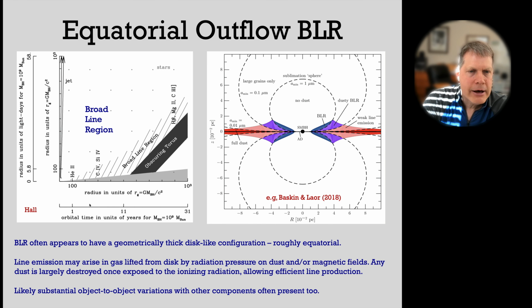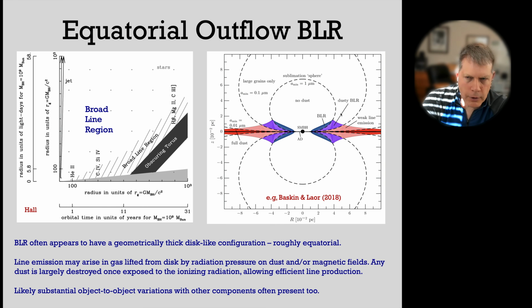And then people have considered the physical processes that might cause the wind to be produced in this region. Here is one interesting model along these lines. There are others as well. But many people have suggested that the line emission may arise in gas that is lifted from the accretion disk by radiation pressure on dust and/or magnetic fields. So you have magnetic fields that might be lifting the gas up away from the disk, or you might have radiation pressure on dust lifting the gas up away from the disk.